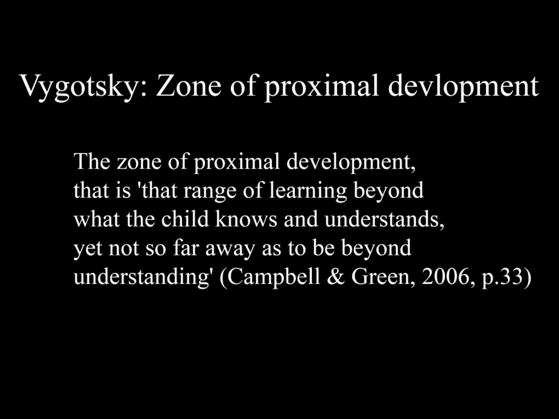Progressive levels of complexity means that the task of 3 lessons would contain what Vygotsky called the zone of proximal development, which is that range of learning beyond what the child knows and understands, yet not so far away as to be beyond understanding. This is good because it means that although the tasks are challenging, they are achievable, and students are inspired by their successes and are more likely to be motivated towards attempting more difficult tasks.